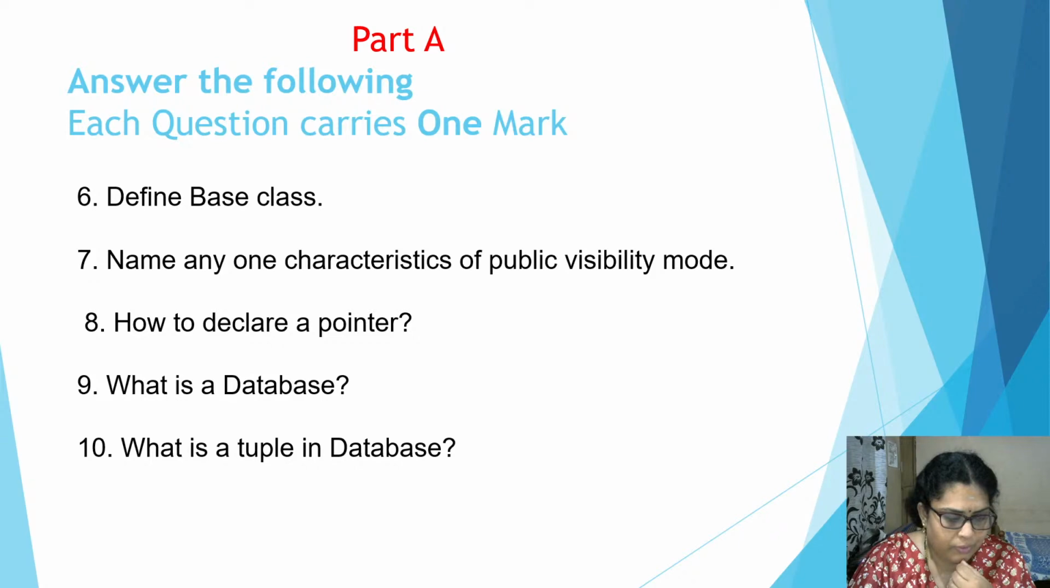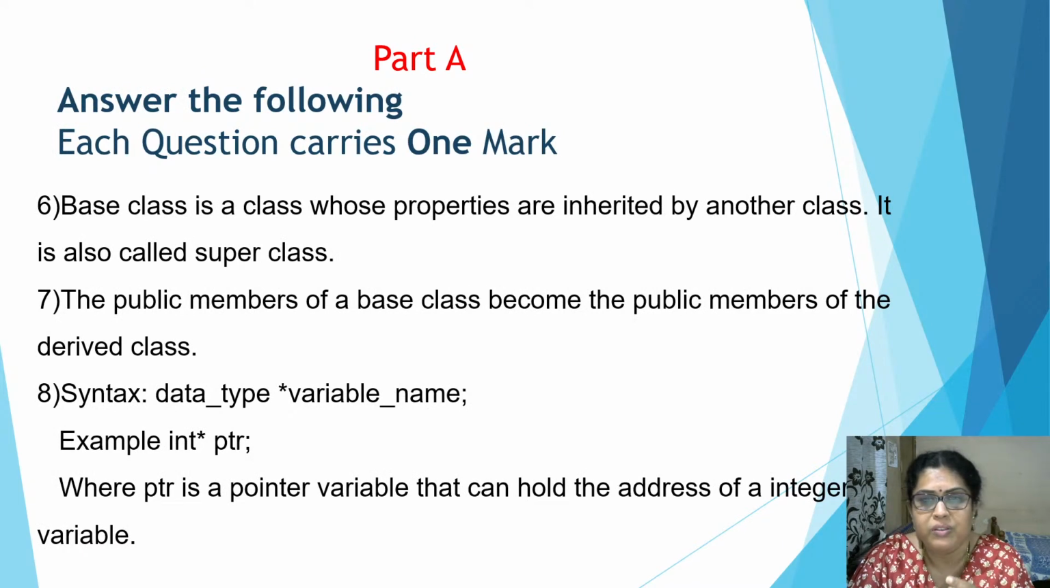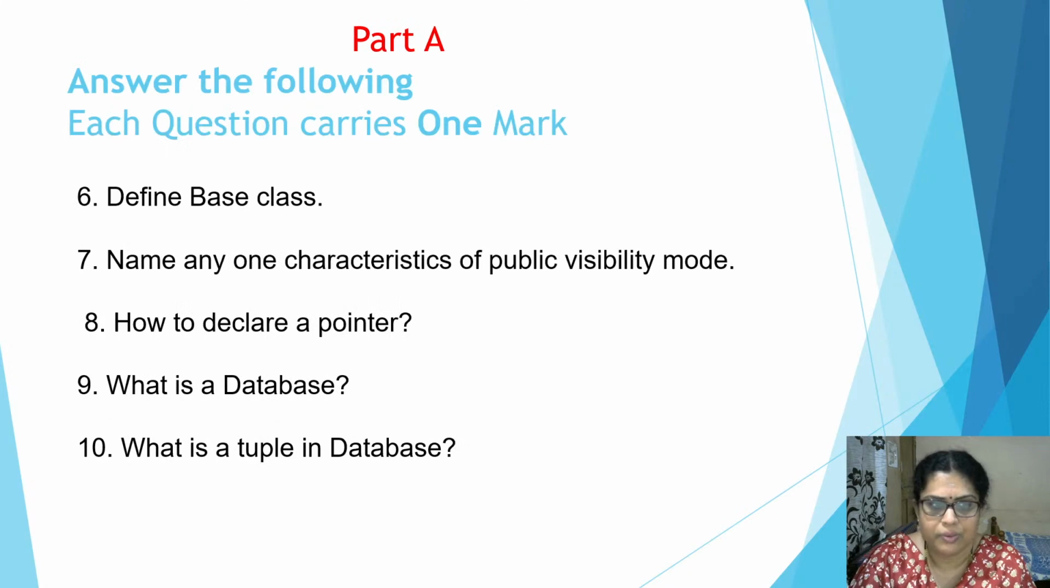Okay, the next question is, name one characteristic of public visibility mode. So public visibility mode means what? This is also in the same chapter, inheritance. The word public here means what? If the base class is public, the public members of a base class become the public members of the derived class.